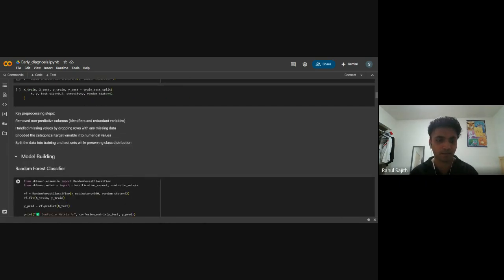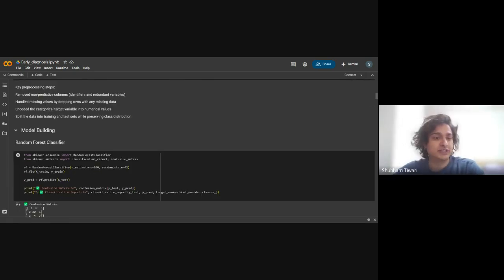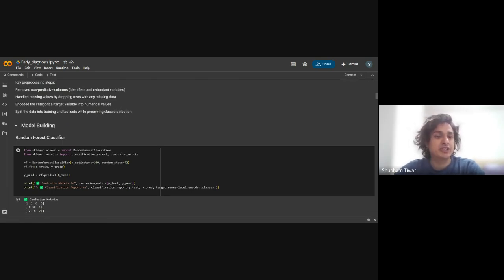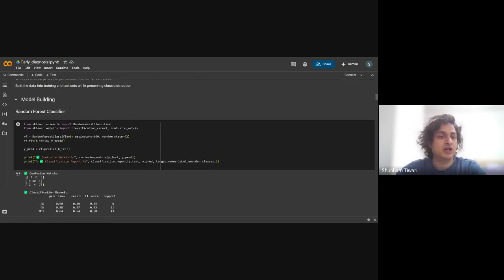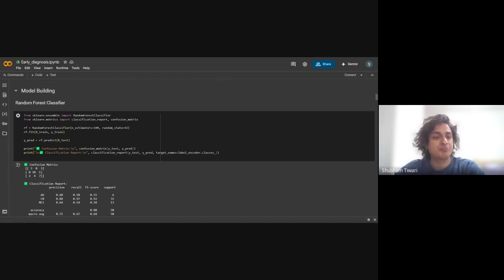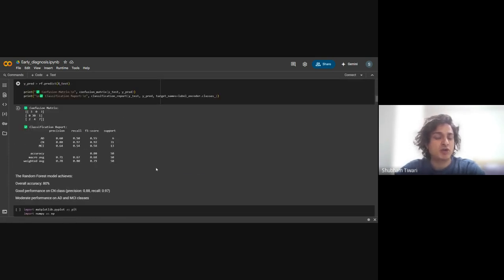Thank you, Rahul. So basically we use three models. Those are Random Forest, XGBoost, and 1D CNN. As you can see over here, we have used Random Forest and we have divided the data. And this is the result we have gotten from that.